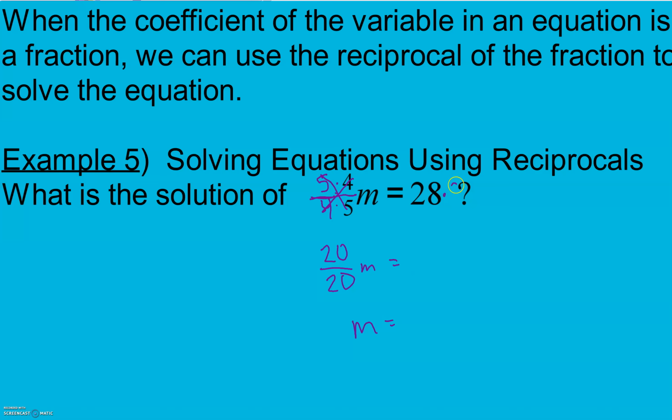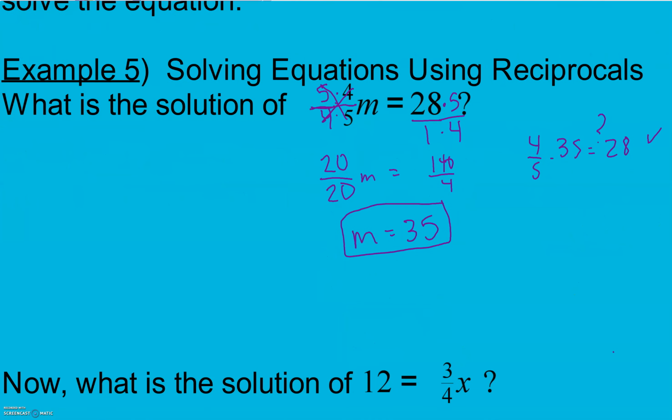Since I multiplied by 5/4 on one side, I have got to do the same on the other. Remember, we write whole numbers as over 1 and multiply straight across. So I get 140/4, which simplifies down to 35. Now, if we plug this in to check, I'm going to take 4/5 times 35 and check, do we get 28? And here we will. So it checks, we are correct.